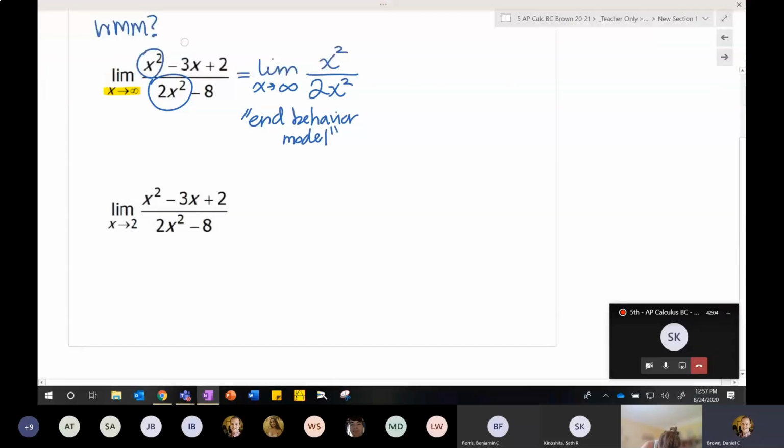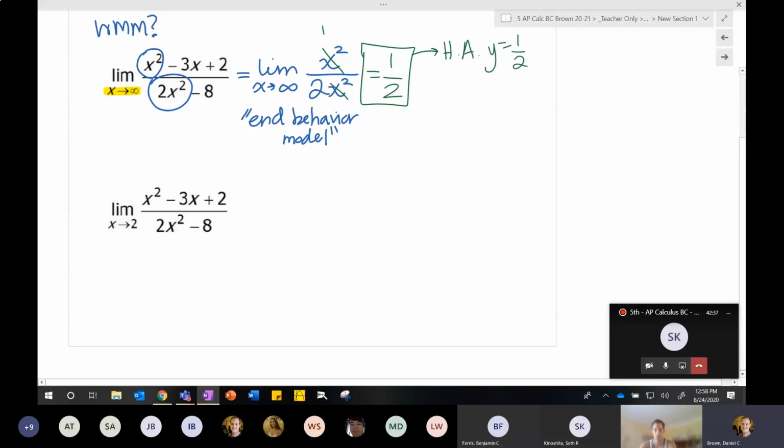If we're looking at that end behavior model and we try to simplify it, what's going to be left over? What happens to those x squareds? They cancel. What's left over is 1/2, and guess what? That is the limit to that problem. To connect this to some things you already know, 1/2 is also the horizontal asymptote. The horizontal asymptote would be at y equals 1/2 for this function.